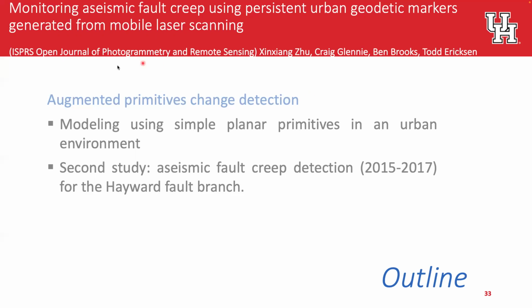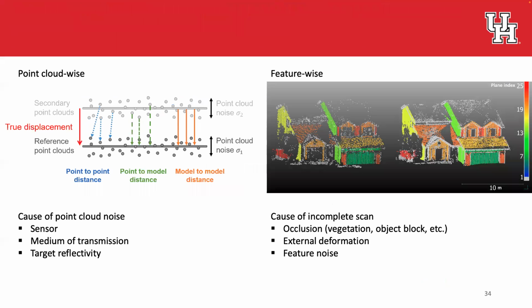So the second step here is that this fault is in a more urban area, and so we thought, well, can we use, rather than cylinders, simple planar primitives? And we want to then look at an even smaller motion. So here we're talking from 2015 to 2017, maybe a couple of centimeters of motion. Can we actually detect something at that level? And so this just gives you an example of what we were looking at.